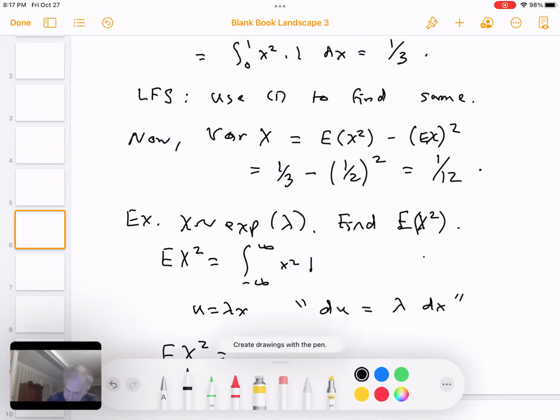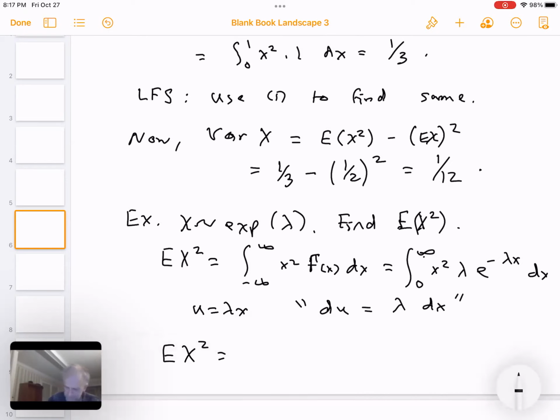Okay, x squared f of x. This is the PDF dx. But this is equal to, we know the PDF is 0 for negatives, but for positives, it's x squared lambda e to the minus lambda x dx. Okay, we're back. All right, so we have that, and we're going to make this u substitution.